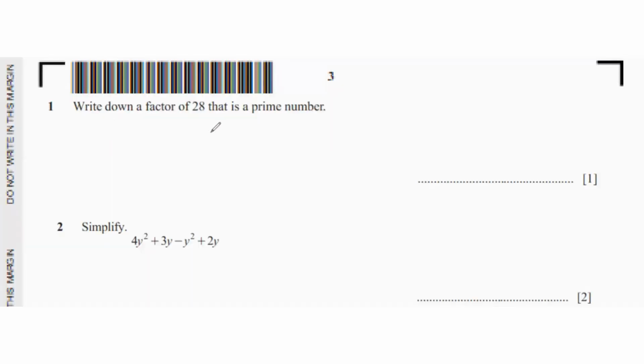Write in a factor of 28 that is a prime number. So factors of 28 are 4, 7, 2, 14, 1, and 28. So 7 is a prime number, 2 is a prime number. So you can write either of these.